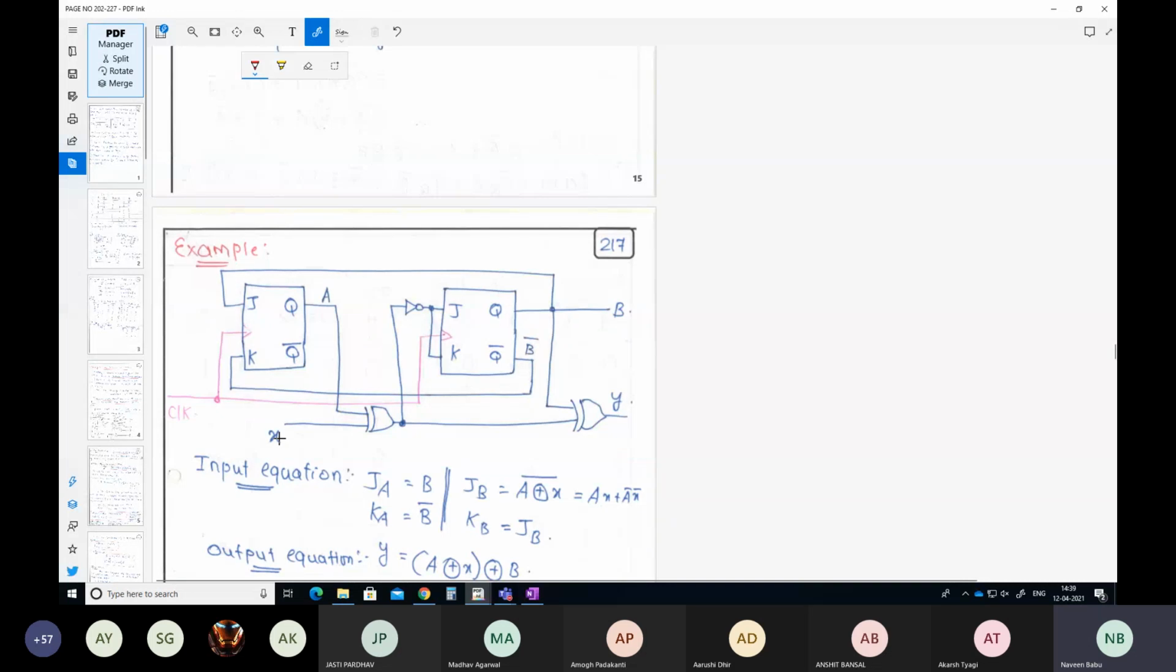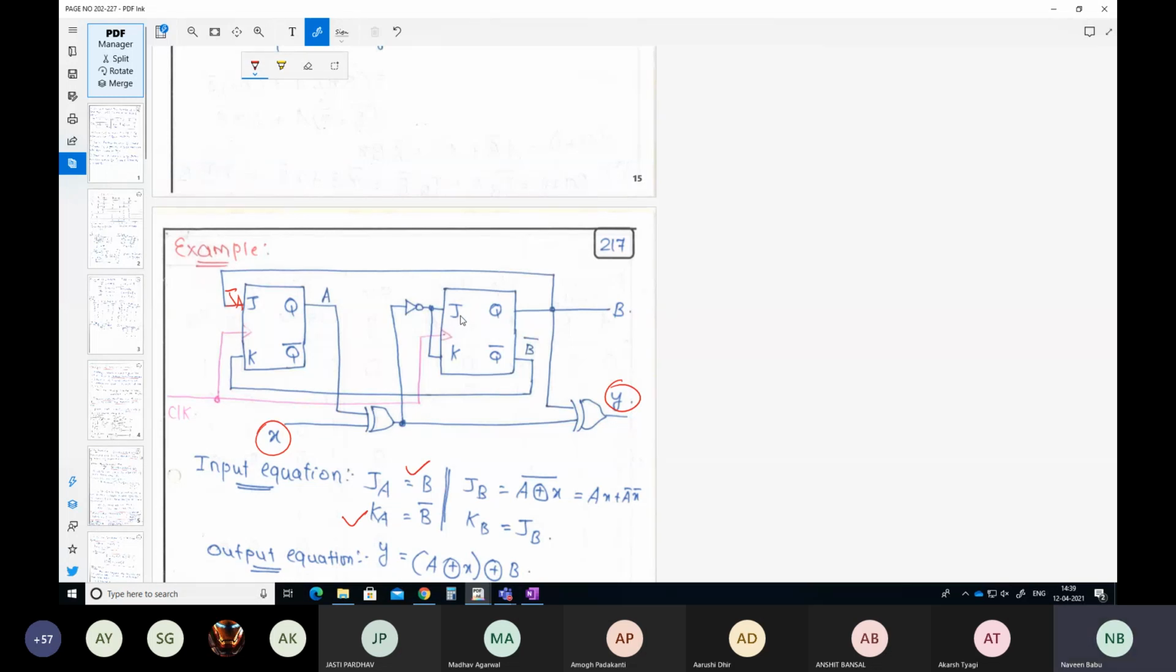Here there is one input here. What are the inputs? Your X is an input and your Y is an output, and you will have JA, KA as an input equation, JB, KB as an input equation, and this A of t plus 1 will be the next state equation and B of t plus 1 will be the next state equation. Now from the diagram, we first get the flip-flop input equation. So this is going to be JA. What is this JA? JA is equal to B. So we write the input equation. KA is directly connected to B bar. So KA is B bar.